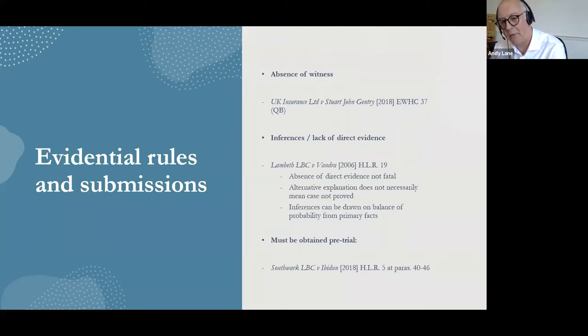I've already mentioned about lack of direct evidence and inferences, and it really is the case that, as I say, it's rare in my experience to have direct evidence of the real quality that you can say they can't possibly argue against it. It's more about looking at inconsistencies. And that's certainly what happened in the Riverside case.